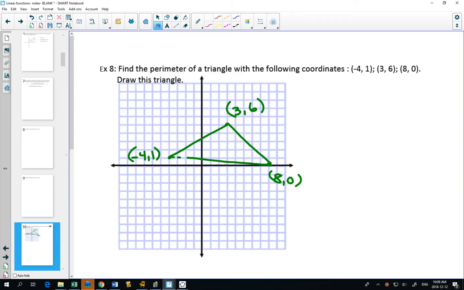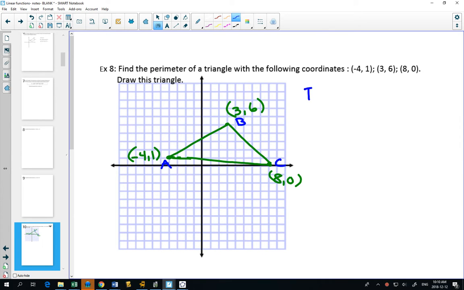We need to find the perimeter. So we need to find the distance between each point. And unfortunately, none of them are easy enough that we can just count. It's -4, so we go 4 to the left, and then +1 would go up 1. Are you okay if I label these points A, B, and C? I'm going to label this one A, this one B, and this one C.